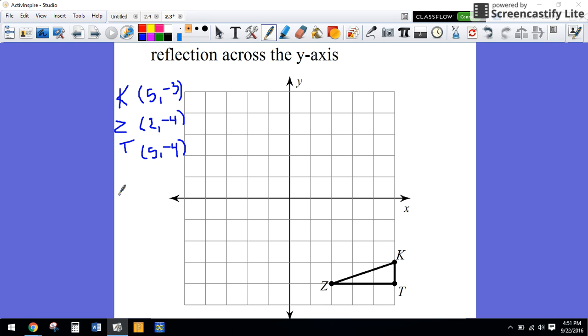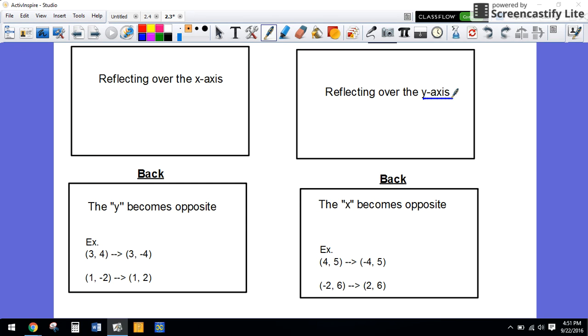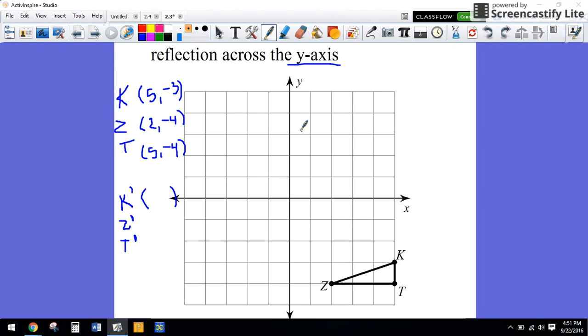Now, to graph the image, we need to list the new coordinates. These little apostrophes are going to show us that these are the new image coming. So I'm going to refer back to my note cards here. This time we're reflecting over the y-axis. So when I reflect over the y-axis, the x becomes opposite. So I'm not going to touch the y. This is going to stay -3 in the y, but now the 5 is going to become -5.